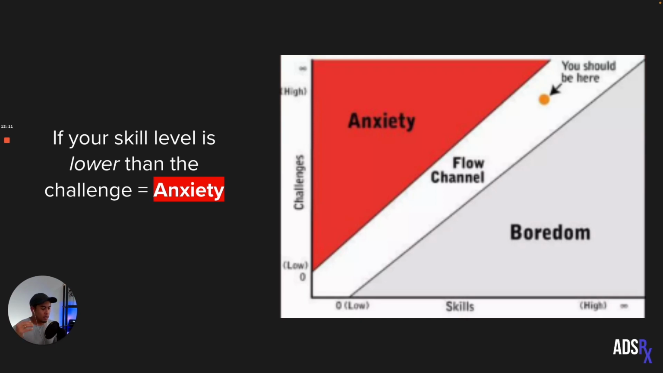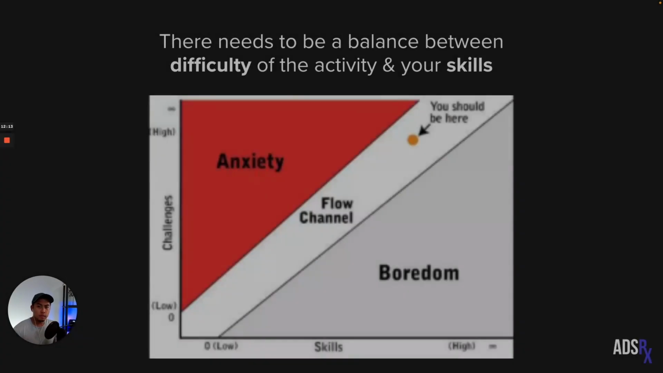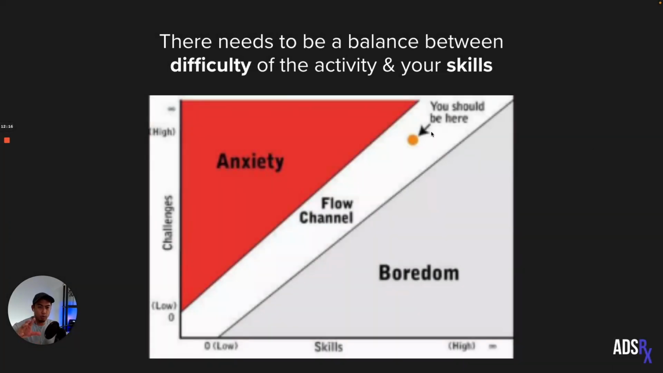And so the ideal spot to be in is right here where this orange dot is. There needs to be a balance between difficulty of the activity and your skills, all right? So it's right in the middle between challenges and skills where you're not too bored or too anxious. This is that happy medium where you know you can do it, you feel confident to do it, but it's challenging enough where you feel stimulated and you're not just going through the motions. That's where you start to achieve that flow state, or in this graphic, they call it the flow channel.